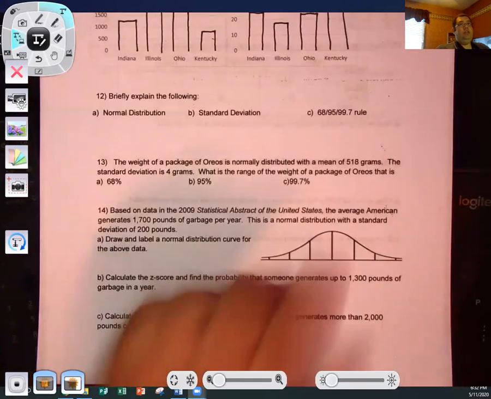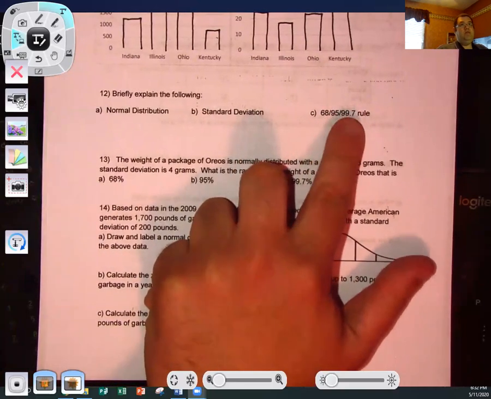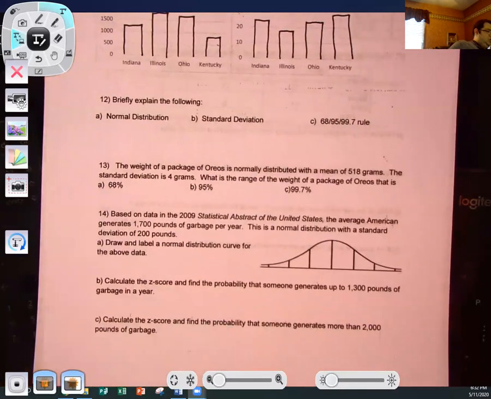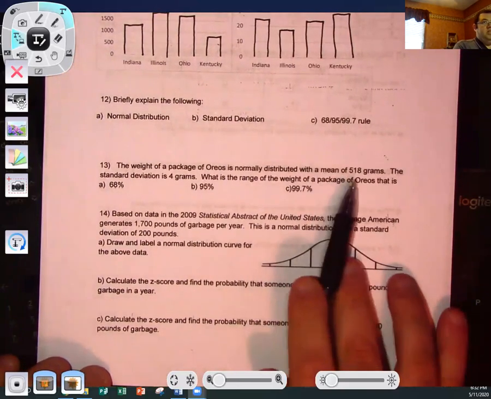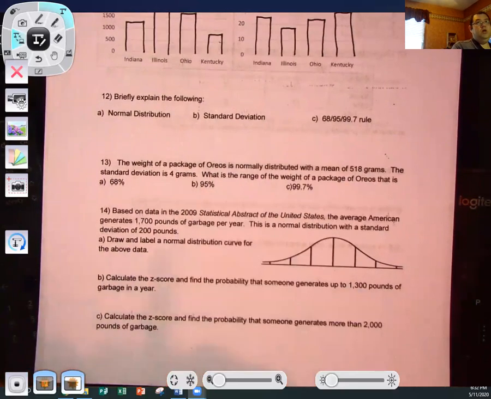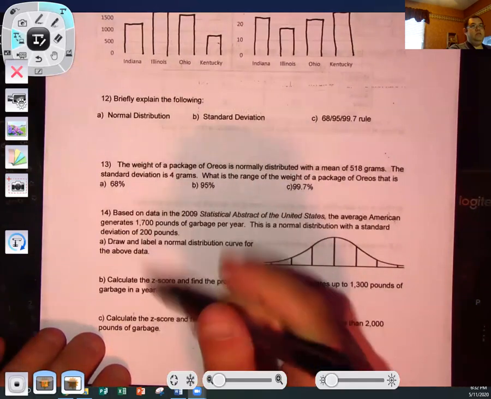So we're actually going to use the empirical rule 68, 95, 99.7 rule to help us answer question number 13. So you're told that the weight of a package of Oreos is normally distributed with a mean of 518 grams. The standard deviation is 4 grams. What is the range of weight in a package of Oreos that is 68%?